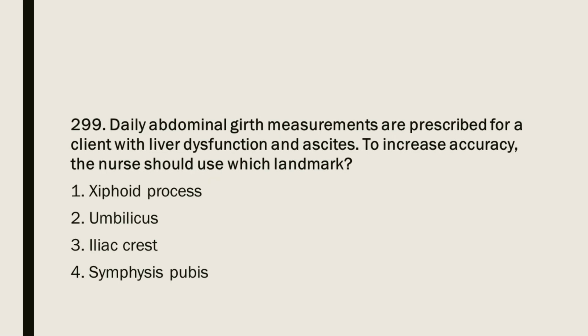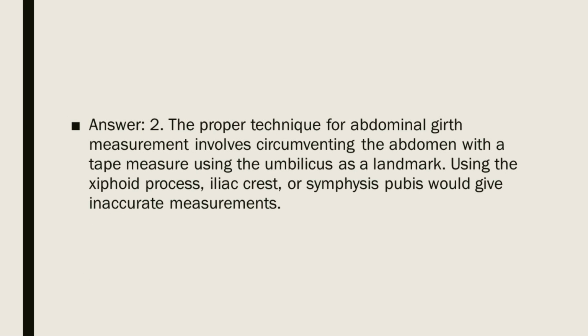299. Daily abdominal girth measurements are prescribed for a client with liver dysfunction and ascites. To increase accuracy, the nurse should use which landmark? 1. Xiphoid process. 2. Umbilicus. 3. Iliac crest. 4. Symphysis pubis. Answer: 2. The proper technique for abdominal girth measurement involves circumventing the abdomen with a tape measure using the umbilicus as a landmark. Using the xiphoid process, iliac crest, or symphysis pubis would give inaccurate measurements.